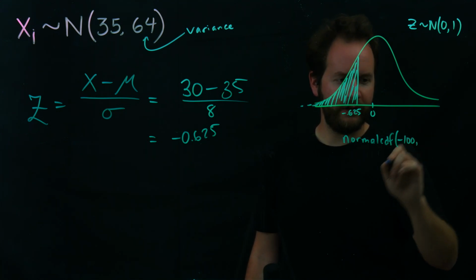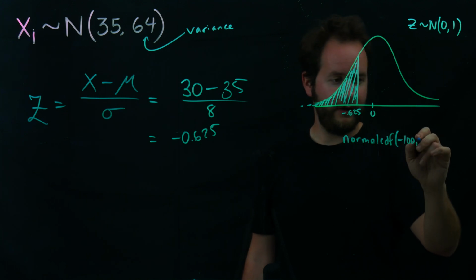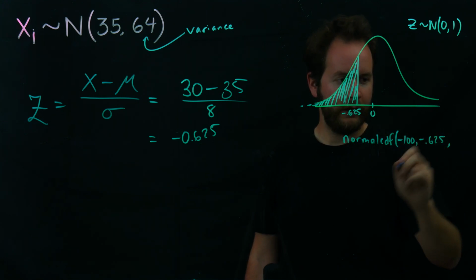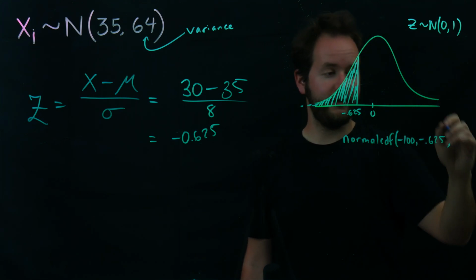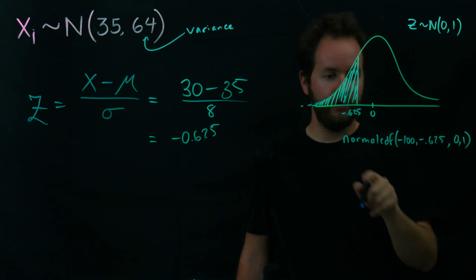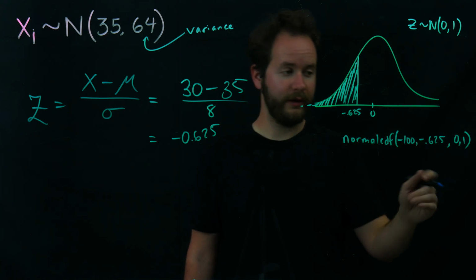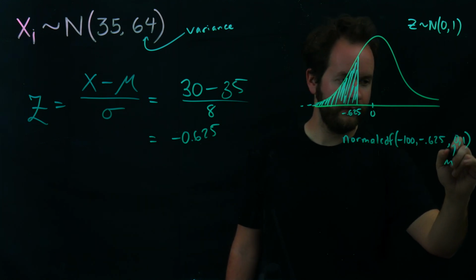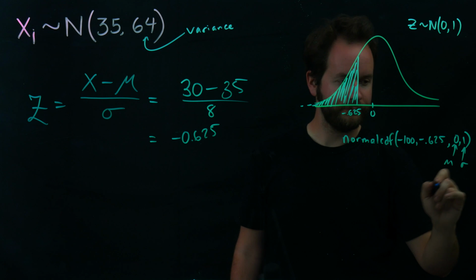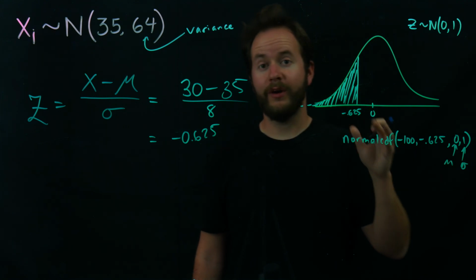So we'll say negative 100, and an upper bound of negative 0.625. You can put 0, 1 for mean and standard deviation, but that's usually the default. So normal CDF, negative 100, comma, negative 0.625, comma, 0, comma, 1. Like I said, that's the mean, and this is the standard deviation. It will give you an exact probability.